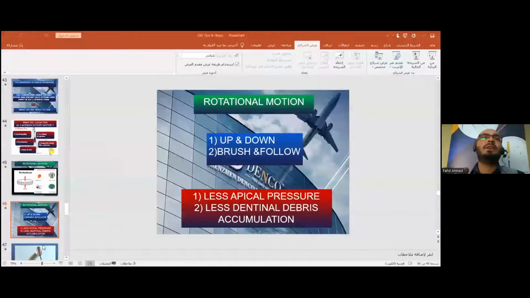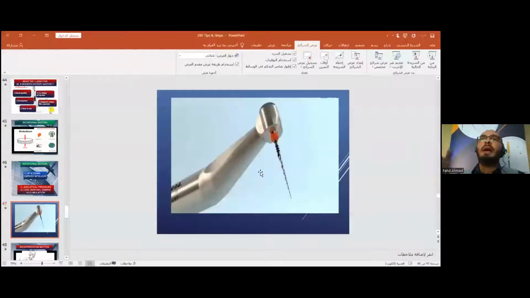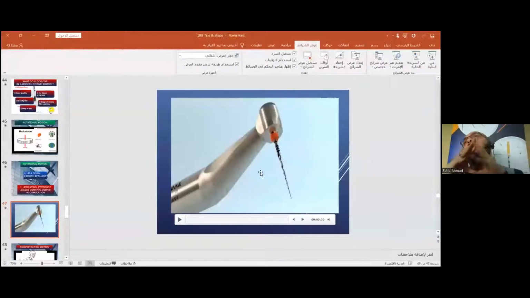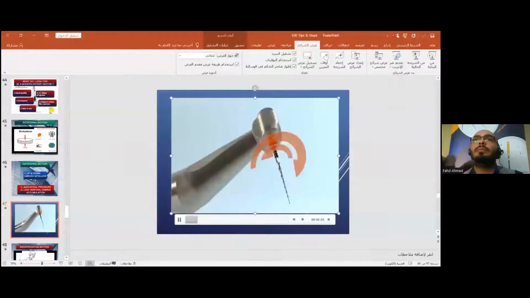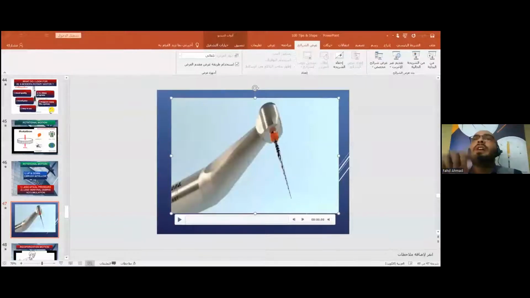Let's see this video about rotational, and the rotational forward and backward, which when they come together will be reciprocation. We will talk about reciprocation after that. So you see rotational and reverse, this is the motion forward and backward. But when the two motions, forward and backward, come together, it will be reciprocation motion. Here we are, reciprocation motion.